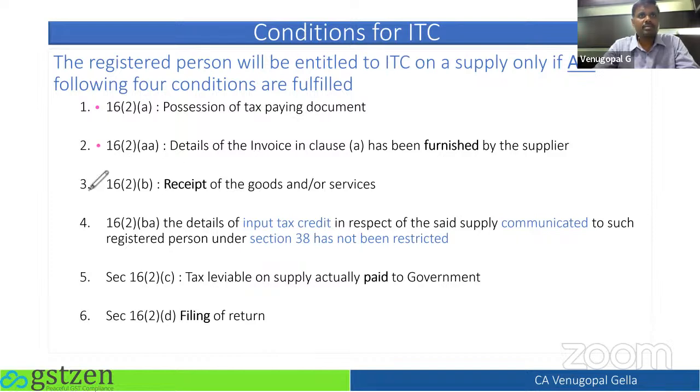Now the question that comes is, has he sent the goods? Are you in possession of the goods or not? If you are in receipt of the goods, only then you can take it. If you have not received the goods, you cannot take input tax credit. Input tax credit has to be availed only if all the conditions are fulfilled.